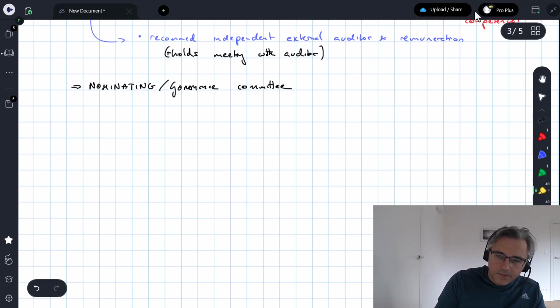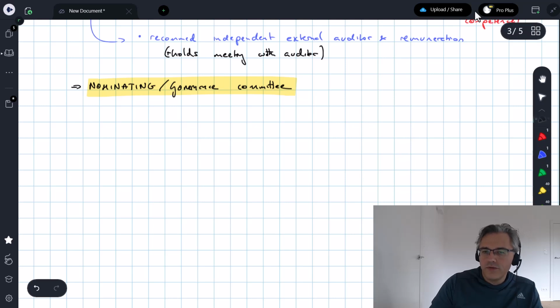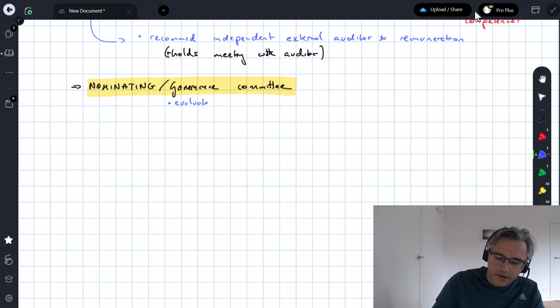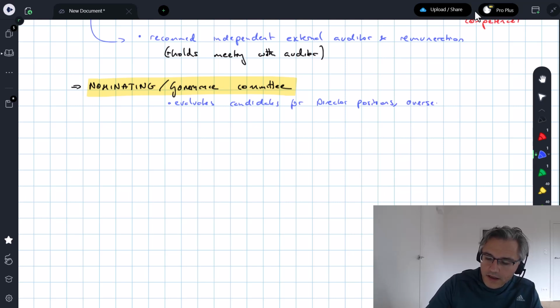Okay, its job is to evaluate candidates for director positions, and it also oversees the entire election process of directors.